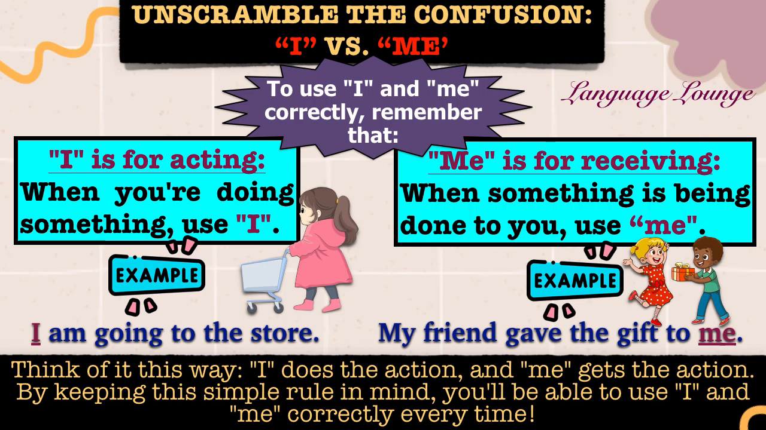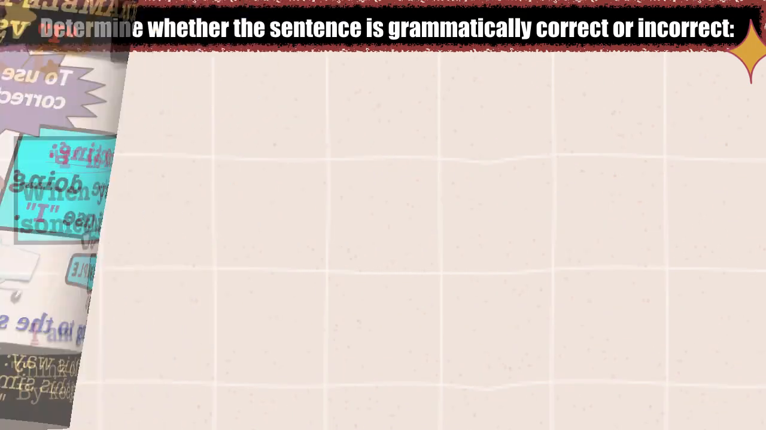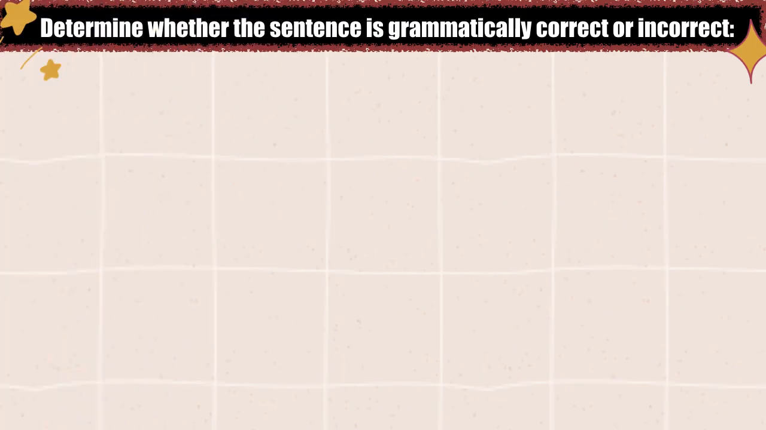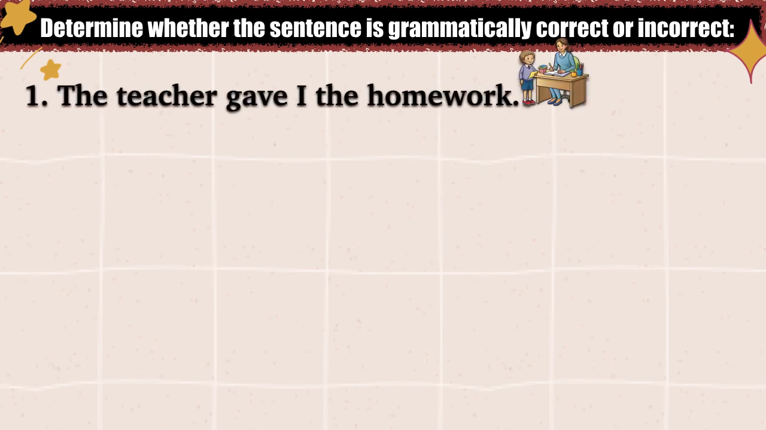Now, let's put this into practice. Determine whether each sentence is grammatically correct or incorrect. Test your understanding and see if you can spot the right use of I and me. Let's see the first sentence. The teacher gave I the homework. This sentence is incorrect. Corrected sentence. The teacher gave me the homework.